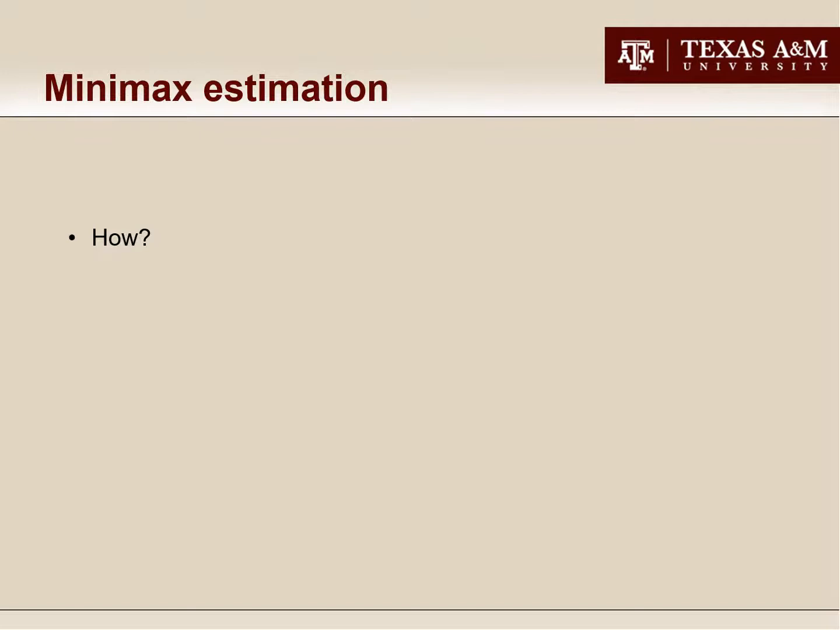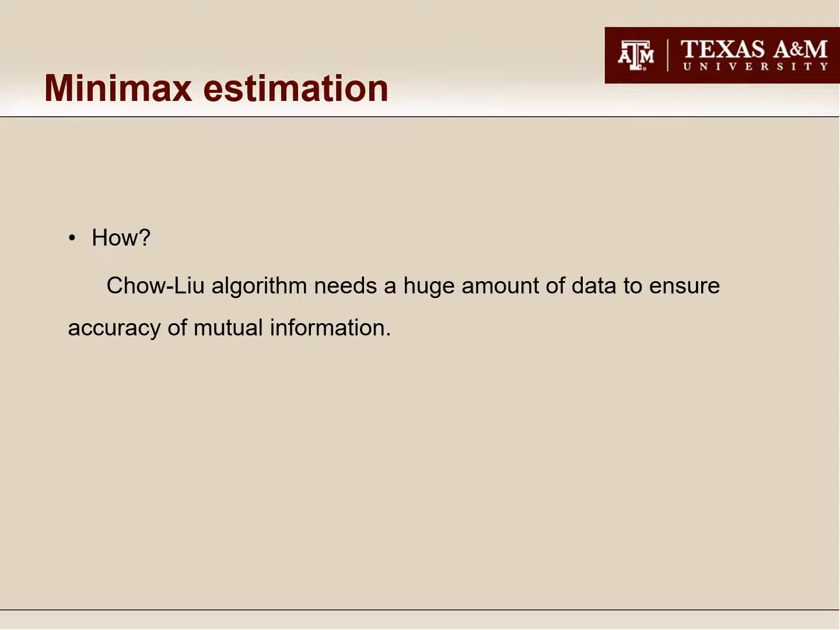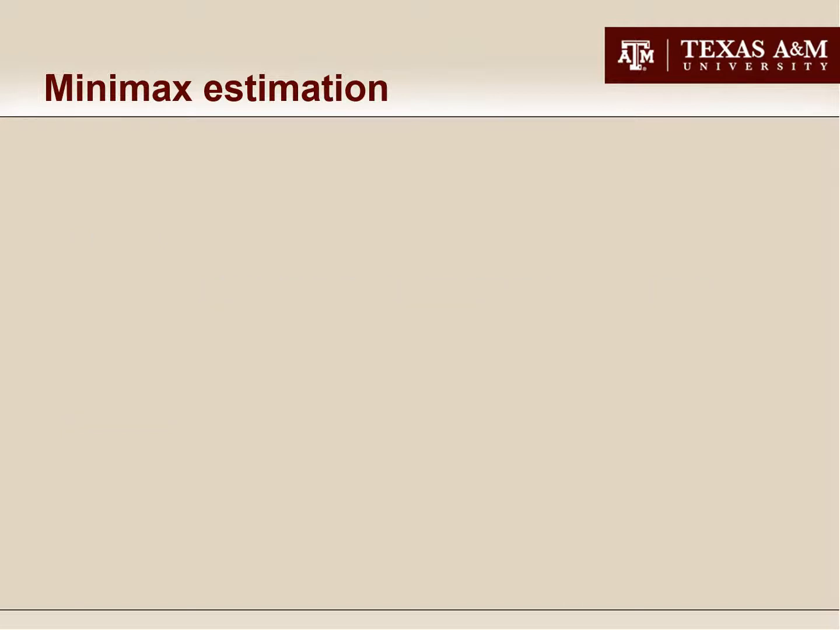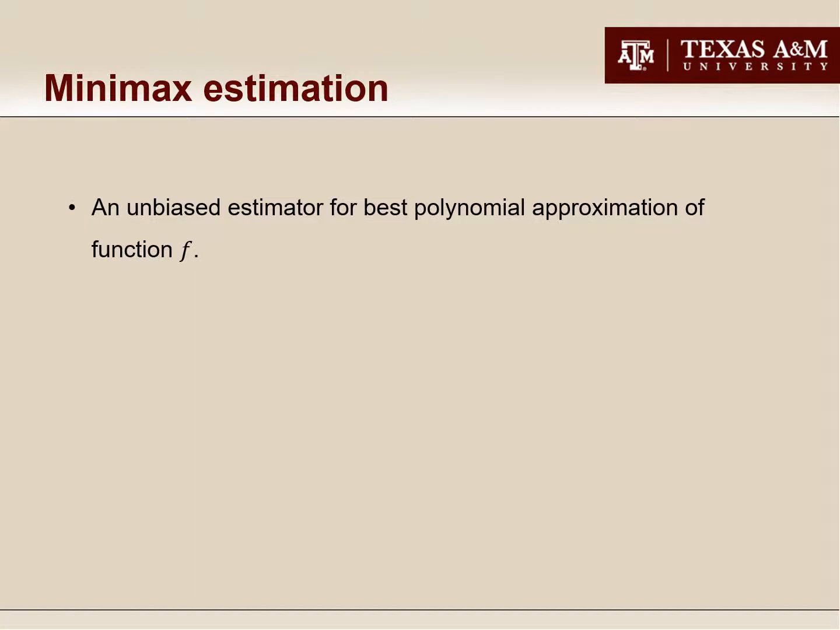So what does the minimax estimation do to have a better estimation? In the previous slides, we know that the Chow-Liu algorithm needs a huge amount of data to ensure the accuracy of mutual information. Therefore, the minimax estimation considered changing the formula of estimating entropy to have a better estimation when dealing with large alphabets. Then we can have a better estimation of the mutual information, and then we have a better estimation of the distribution.